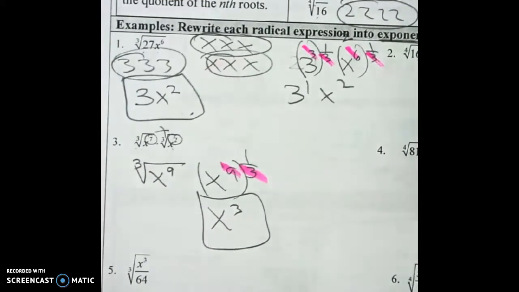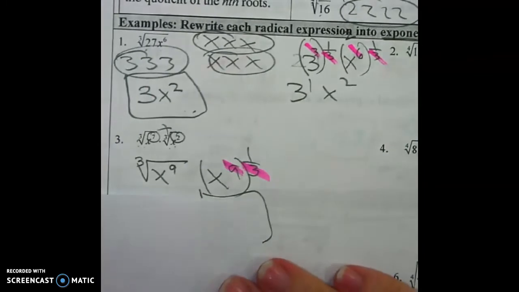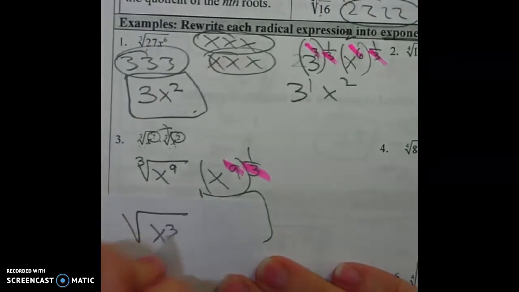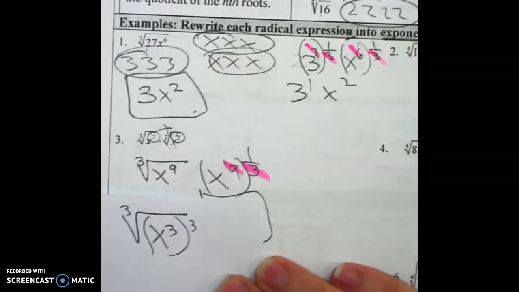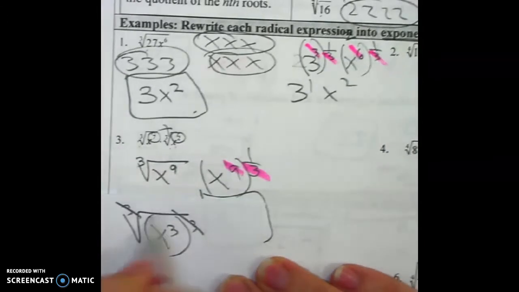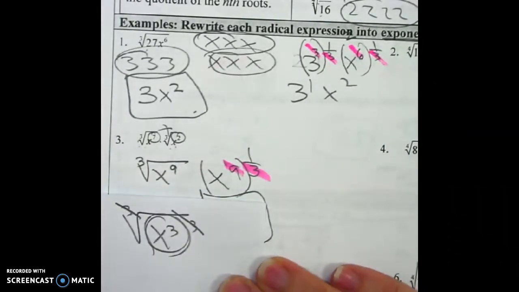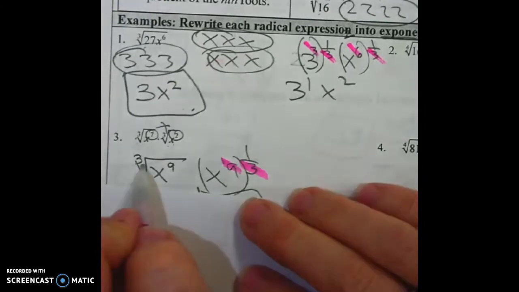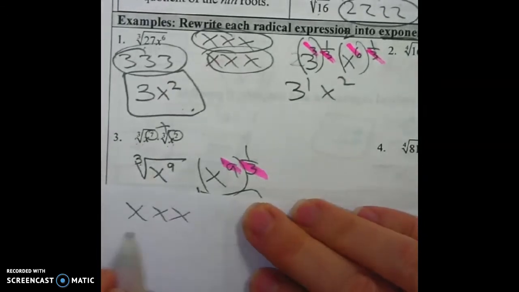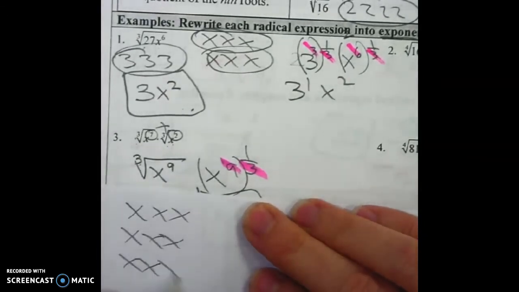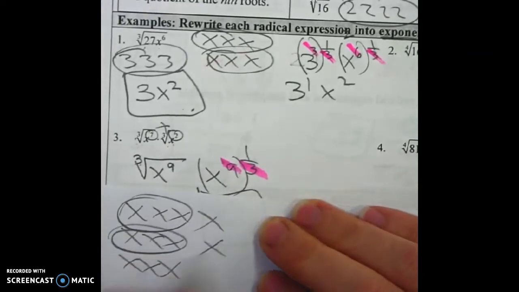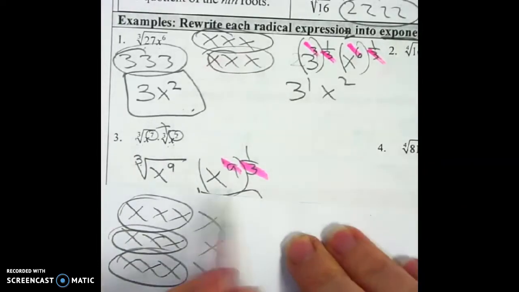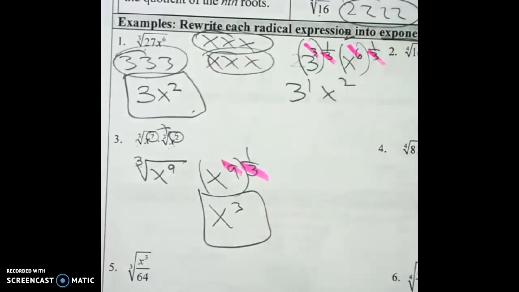Another way I want you to see it is if I was to put it in rad form, just to kind of throw it out there to get you used to the forms, this 3 and this 3 cancel, so you're left with x cubed. If I was to do my piles, I'm looking for piles of 3. 1, 2, 3. 1, 2, 3, 1, 2, 3. I get an x from here, an x from here, an x from here, and that makes x cubed.